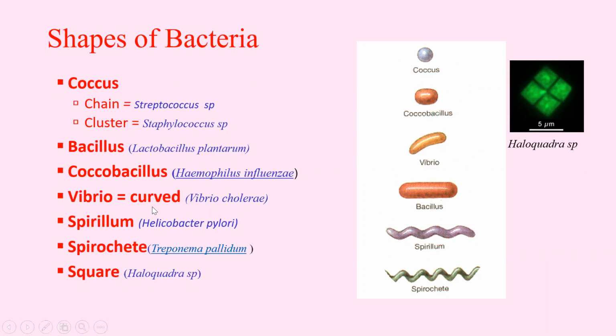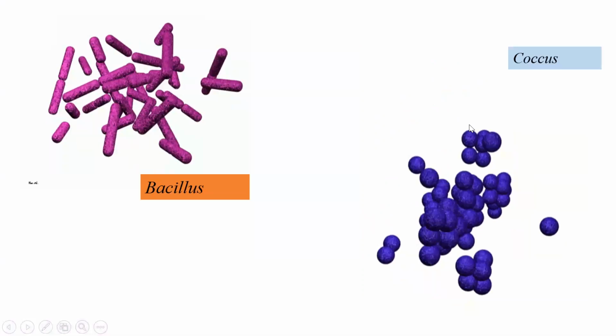Vibrio are the curved bacteria. Here we can see, and the common example we know, Vibrio cholerae. Spirillum, as the name implies, is a spiral bacteria. The example is Helicobacter pylori. And spirochete, here we can see the spirochete structure. The common example is Treponema pallidum. And the square-shaped bacteria, here we can see, is Haloquadratum species.